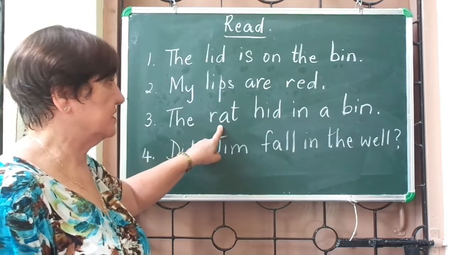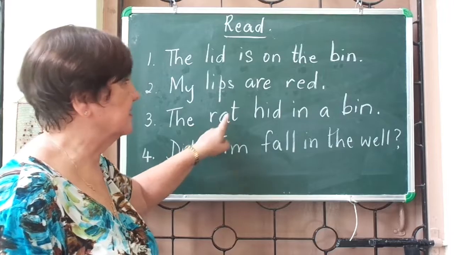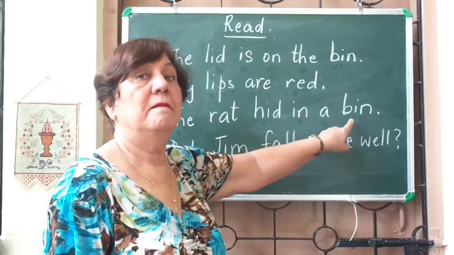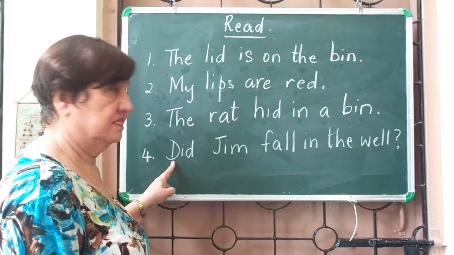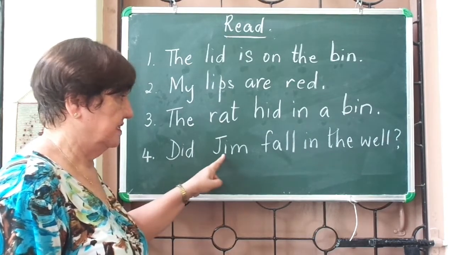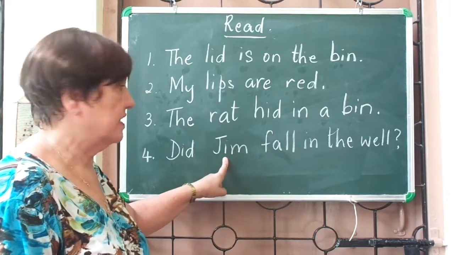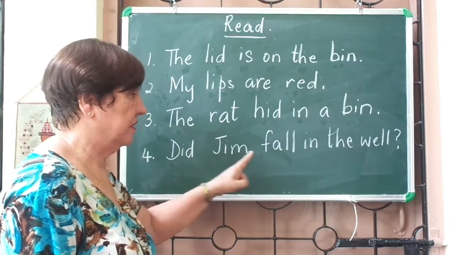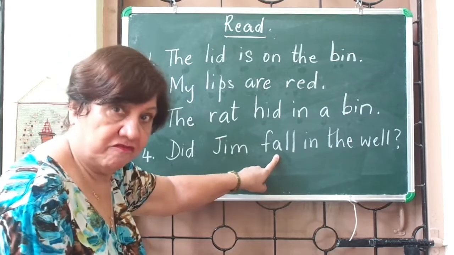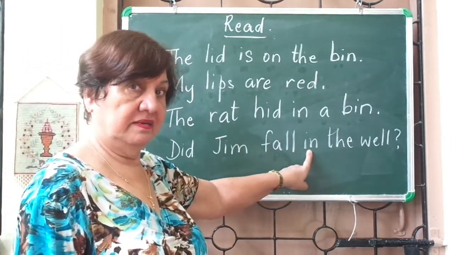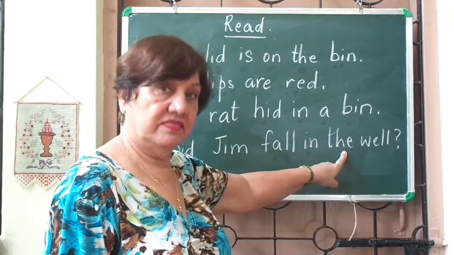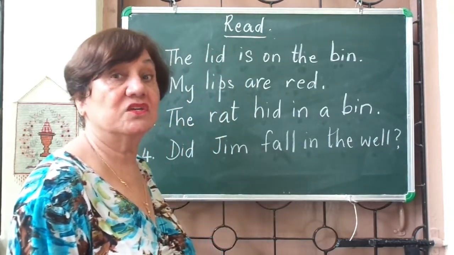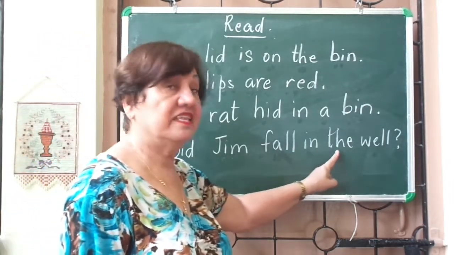The third one. The, you know this word is very easy. Rat. Hid. In a bin. And the last one. Did. J-I-M, Jim. Now why did I write capital J for Jim? Because it's the name of a boy. Okay? Jim. F-A-L-L, fall. I-N, in. T-H-E, the. W-E-L-L, well. And I put a question mark because I'm asking a question. Did Jim fall in the well?